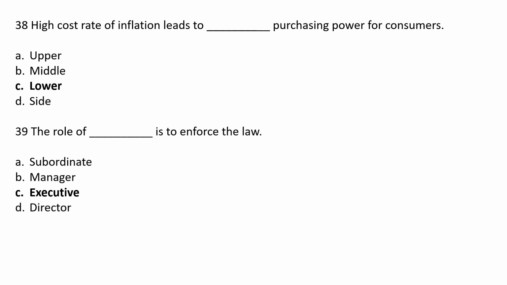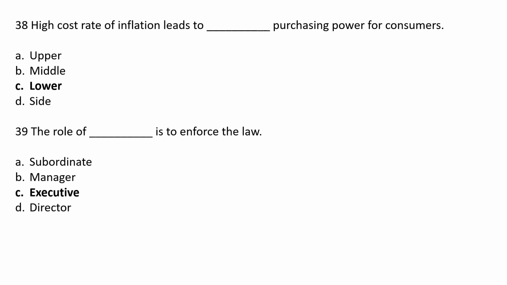High rate of inflation lead to dash purchasing power for consumer. Option A upper, option B middle, option C lower, option D side. The correct answer is option C lower. High rate of inflation lead to lower purchasing power for consumer.